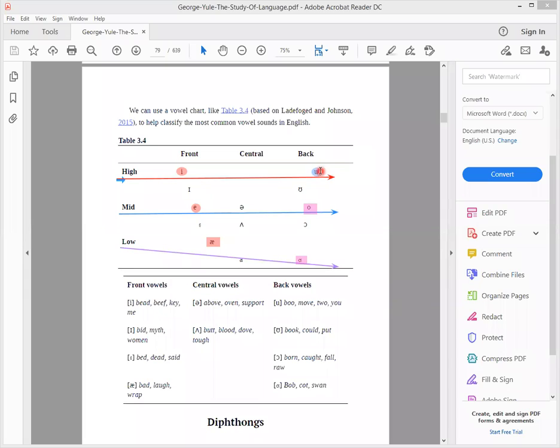And when we talk about this, we will say that is a high back vowel. Oo, as in e, and a. Then oo, then o, and a. Bob. So that is it.